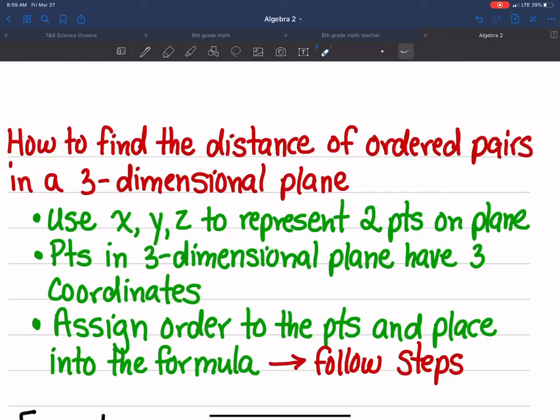Today this video is going to be a little bit shorter than the ones I've done so far, because we're just going to go over two little formulas that we have already gone through and you should already know. So today we're going to be looking at how to find the distance of ordered pairs in a three-dimensional plane. 3D!